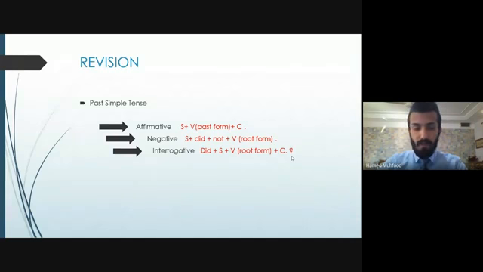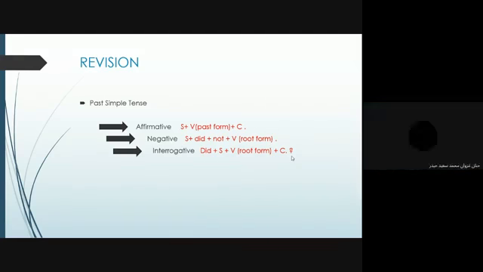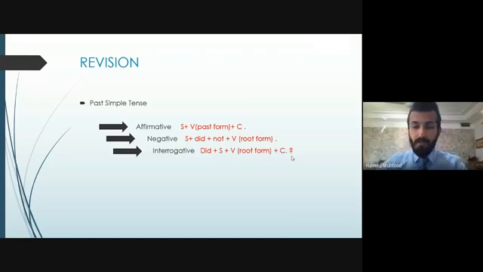So examples of interrogative sentences. Did you go to the cinema last week? Yes. Hanan Ghazwan: Did you travel to the United Arab Emirates in 2003? Question mark. Yes, exactly. So this is an example of an interrogative sentence using the past simple tense.